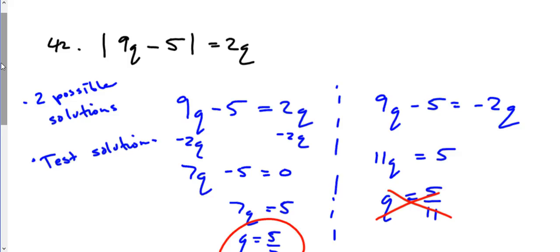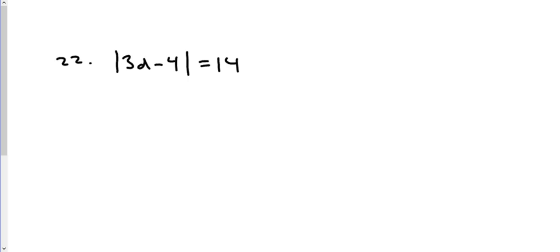So, two possible solutions, and then test the solutions when you get there. All right, let's try another one. All right, what we have right here is an absolute value problem. We're going to solve for D, all the possible solutions.